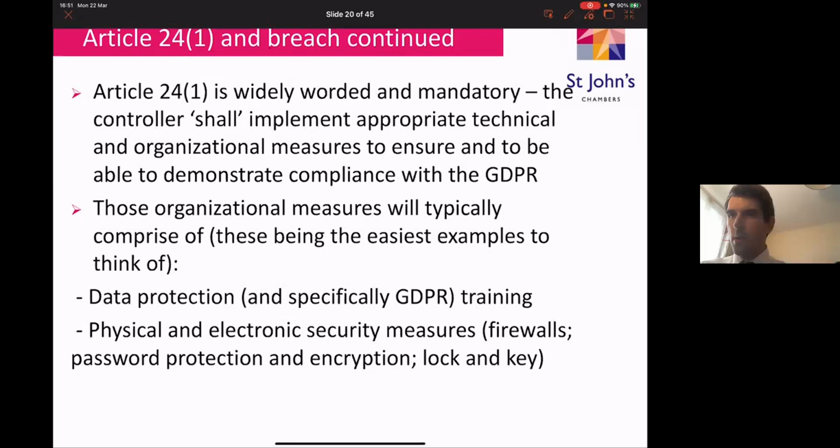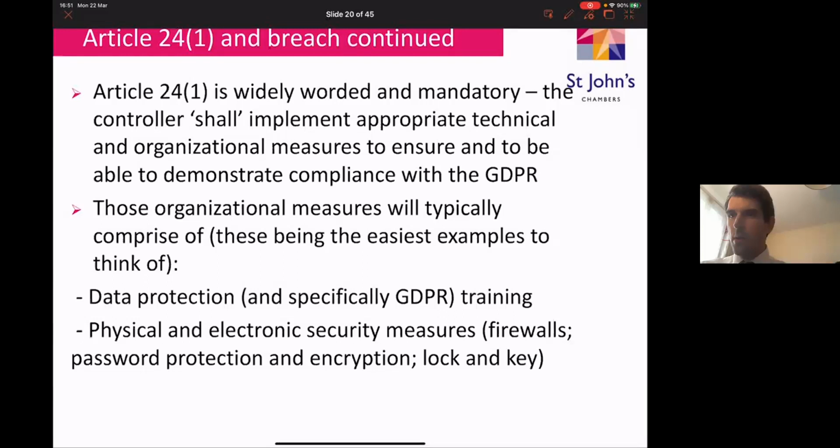Now, practically on the ground, and these are the easiest examples that we could think of, if you do have data controller clients, these are probably things they're already doing, namely data protection and specifically GDPR training, and physical and electronic security measures, things that the computer systems already have. But I think taken together, this is probably the bare minimum of the things that a controller should be doing: firewalls, password protection, encryption, and if data is still physically stored, then you need to have a sophisticated security system to keep it under lock and key.